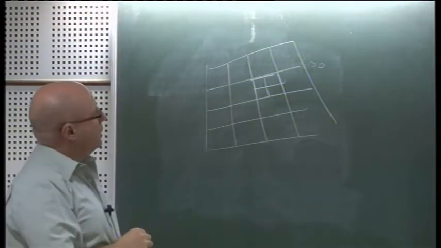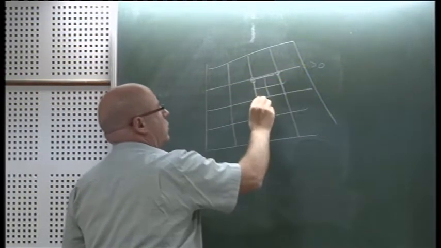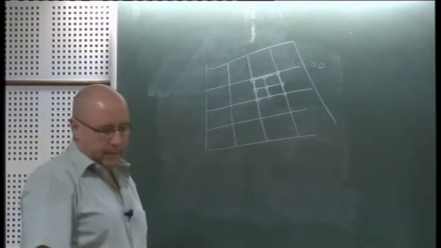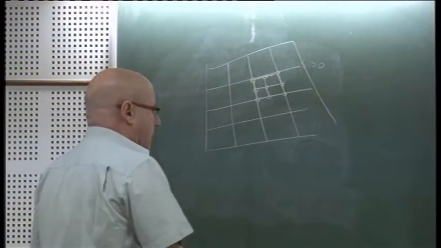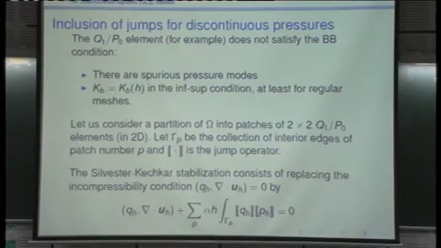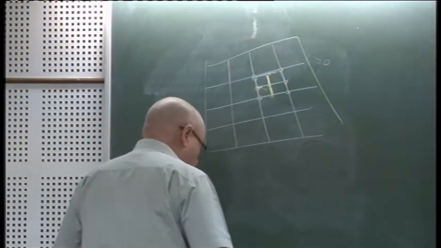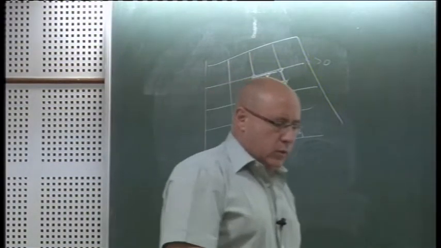Q1P0 elements, okay? So let's say this is a macro mesh that is composed of 2 times 2 Q1P0 elements, okay? And suppose that gamma P is the collection of interior edges of patch number P. And this double bracket is the jump operator. What does it mean? It means that we consider those edges, okay? And we define the jump operator.